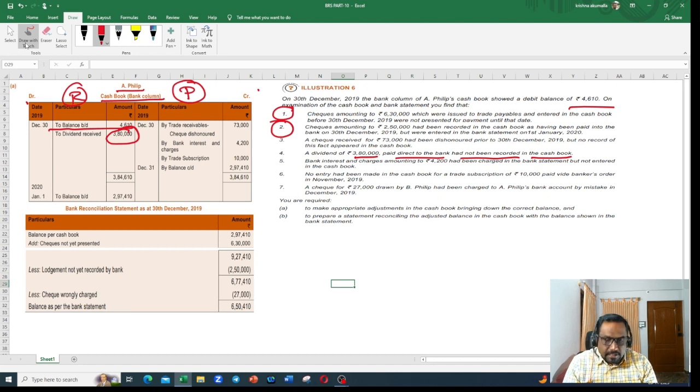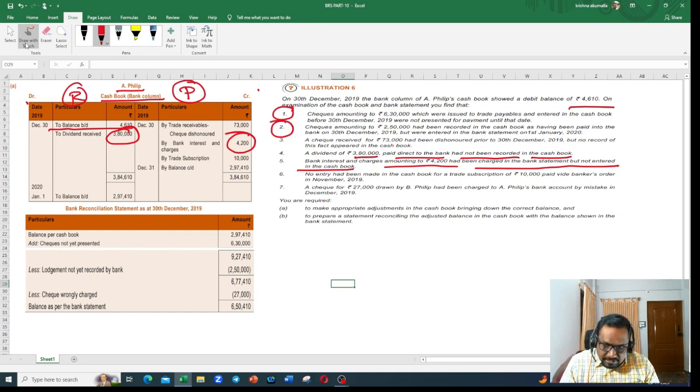Clear? Next, bank interest and charges amounting to 4,200 had been charged in the bank statement but not entered in the cash book. Bank interest and charges were debited by the bank. That means they have recorded it on the payment side of the passbook, but they have not communicated it to us. This is an omission. So this entry we have to record now. Where do we need to record it? This is a payment for us, right? So it has to be recorded on the payment side. So 4,200 is recorded on the payment side of the cash book.